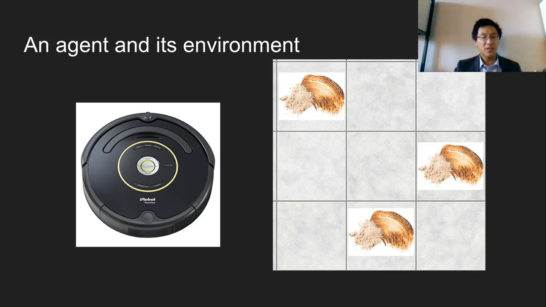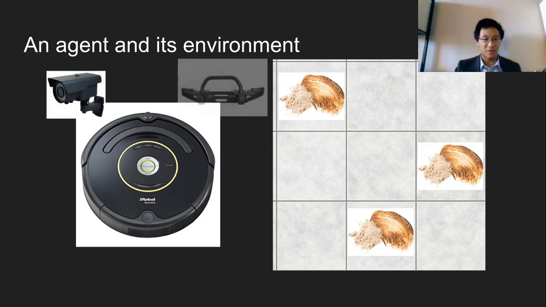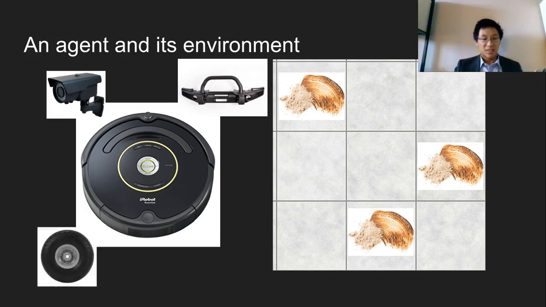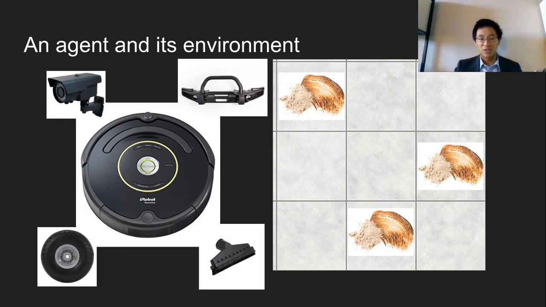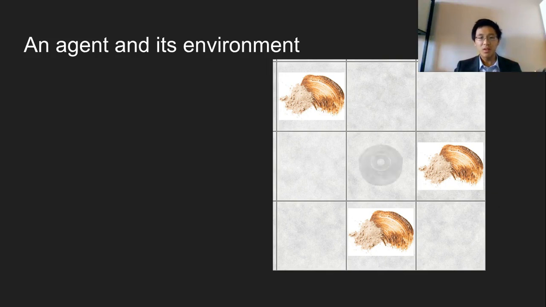Ronnie's equipped with a number of sensors. He's got a camera that allows him to see the room and also the tile underneath of him, and bumpers that allow him to know that he's up against a wall, and so he can't go into the wall. He's got some wheels that allow him to move, and he's also got a device that allows him to suck up dirt and clean the area that's below him. So Ronnie, at any point in time, sits on one of these tiles in the room.